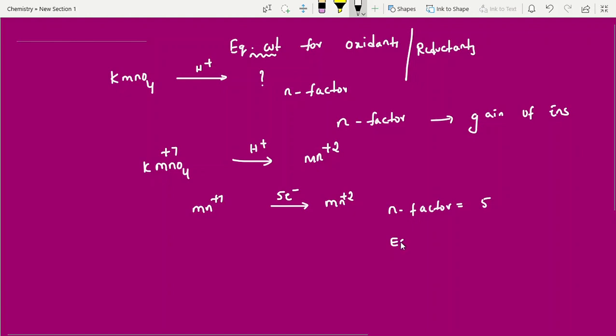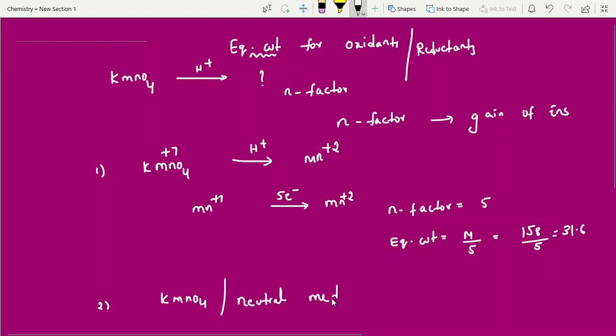Then how to calculate equivalent weight? M by 5. You can leave it like this, or if you know the molecular weight, you can substitute and calculate: 158 molecular weight by 5. You will get the answer 31.6. Like that we are going to calculate. Next, question 2: KMnO4. I am covering two questions, students.